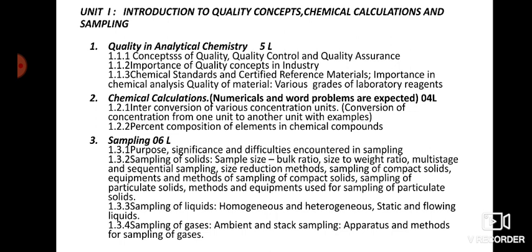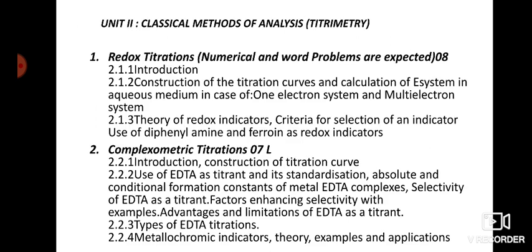Now the second unit is classical method of analysis, or we can say titrimetric analysis. In this second unit you will have two topics, that is redox titrations and complexometric titration.